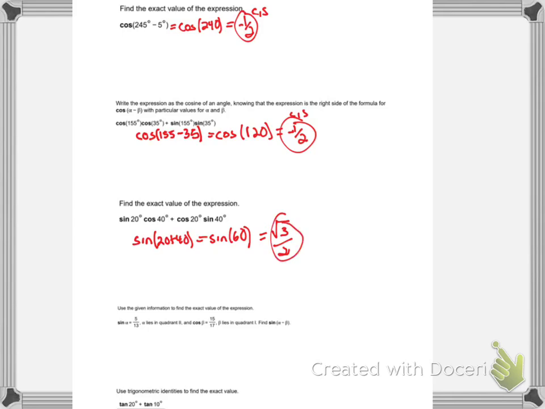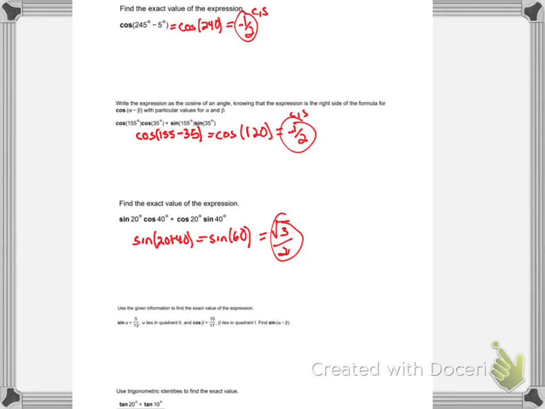Okay, and then the last one we're going to do on this slide is, use the information to find the exact value of the expressions. Sine of alpha is 5 over 13 and lies in quadrant 2, and cosine of beta is 15 over 17. Beta lies in quadrant 1. Find the value of sine of alpha minus beta.